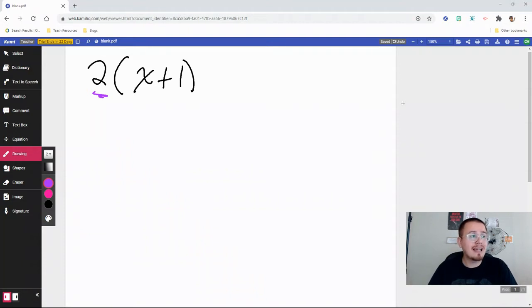You have to take this 2 and multiply it by everything on the inside of the parentheses. So 2 times x, 2 times 1. When you do that, you get 2x plus 2. There's a 1 there, right? That's a 1x. So you're really doing 2 times 1, which is 2. X comes along for the ride.